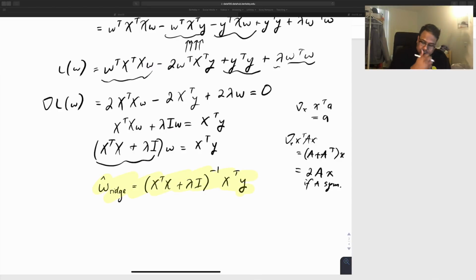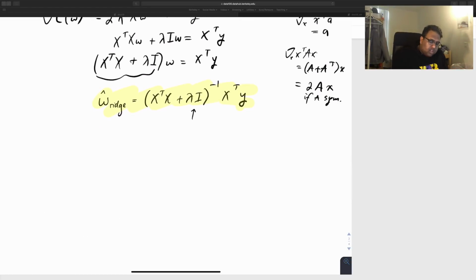Notice this is very similar to the solution for standard OLS, but in addition we have this plus lambda I term added. So I think for the discussion that wraps up 4A. Now we'll take a look at 4B. Why does this guarantee that we can find a unique solution? Well, it's because X transpose X plus lambda I is always invertible.